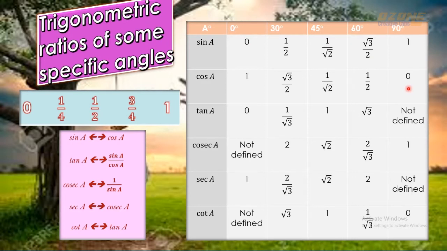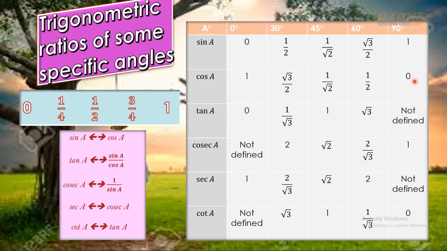Now for tan A, we can write it as sin A by cos A. So divide sin A by cos A. 0 by 1 is 0. 1 by 2 divided by root 3 by 2: the 2 by 2 will cancel, so 1 by root 3. 1 by root 2 divided by 1 by root 2: same value by same value will be 1. Root 3 by 2 divided by 1 by 2: the 2 by 2 will cancel, so root 3 by 1 becomes root 3 itself.